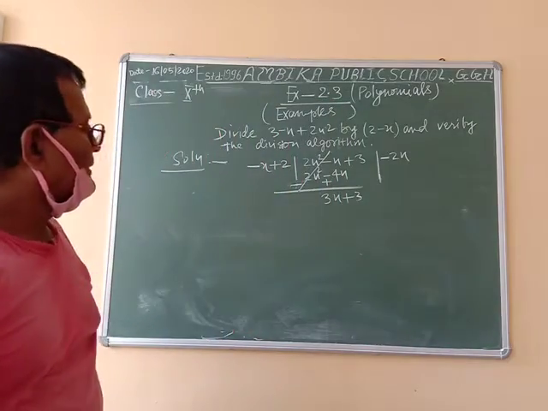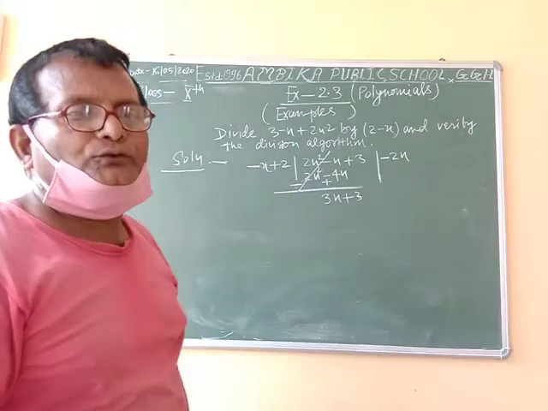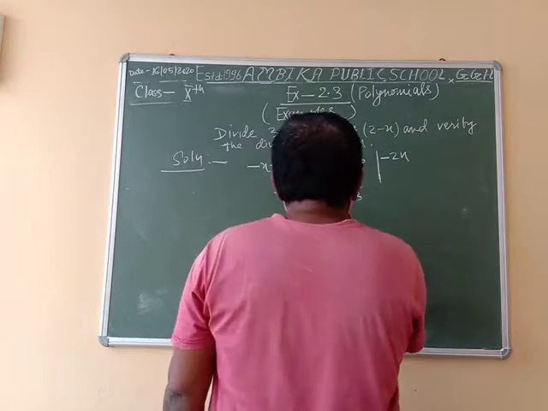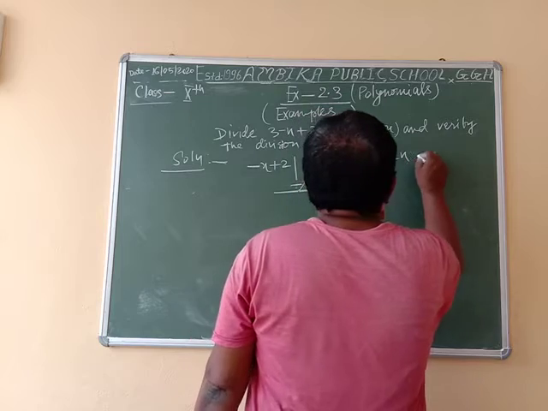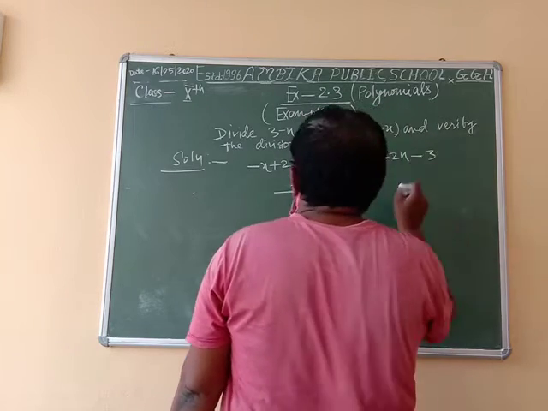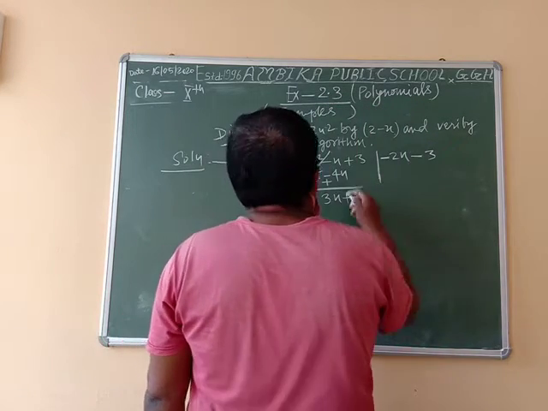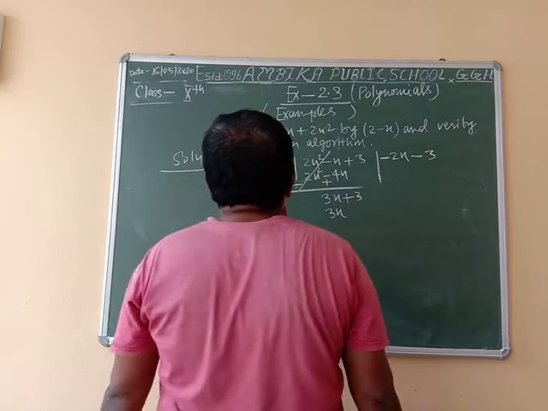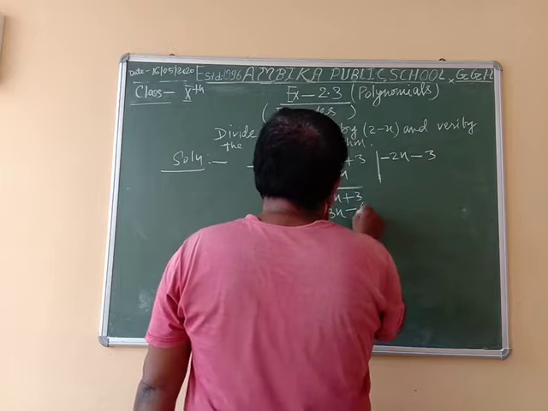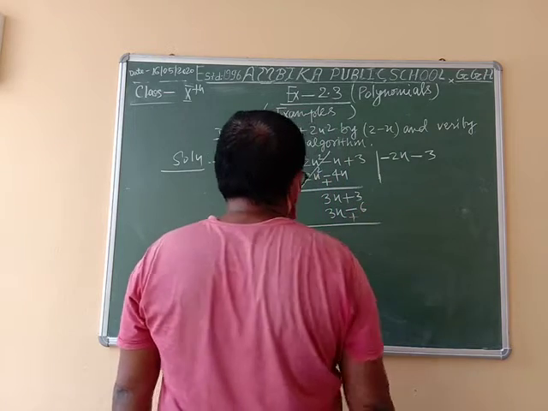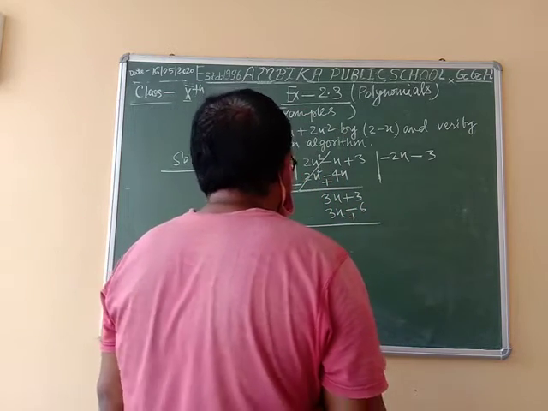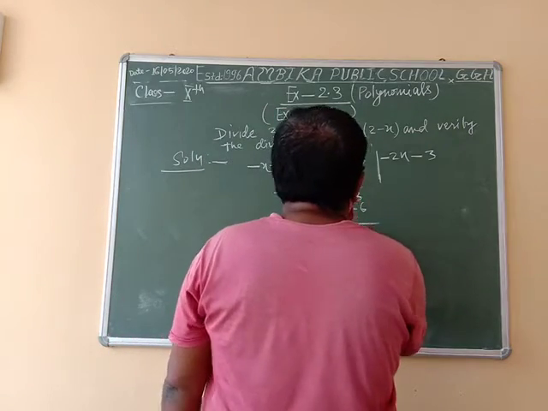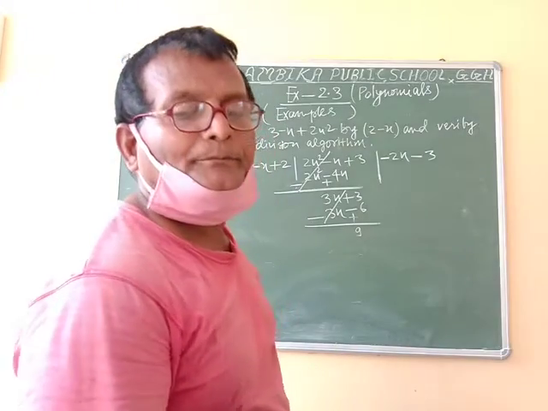Again, we divide 3x plus 3 by minus x plus 2. To get plus 3x, we divide by minus x, so the quotient is minus 3. The result is 3x minus 6. On subtracting from 3x plus 3, we get 9. Here the remainder is 9.